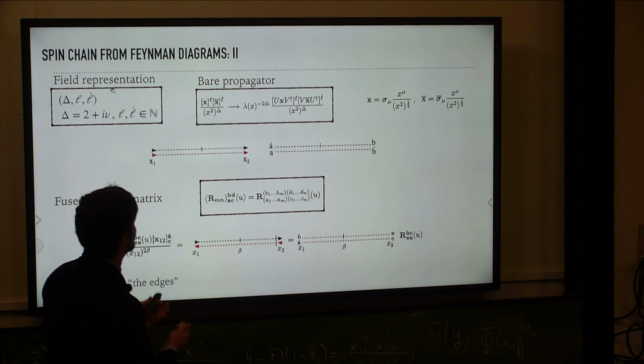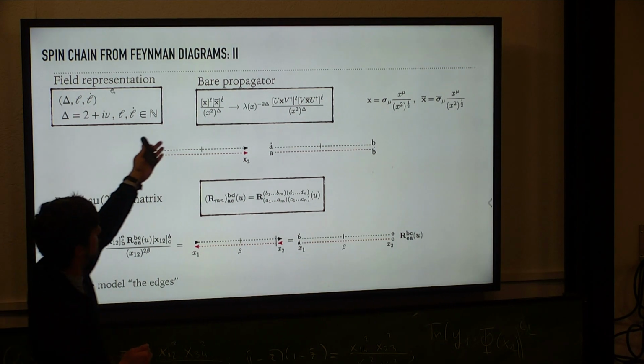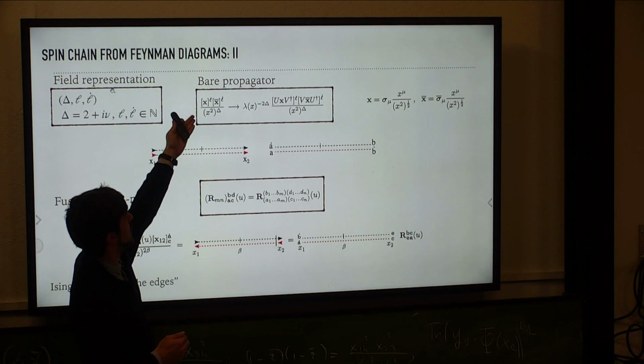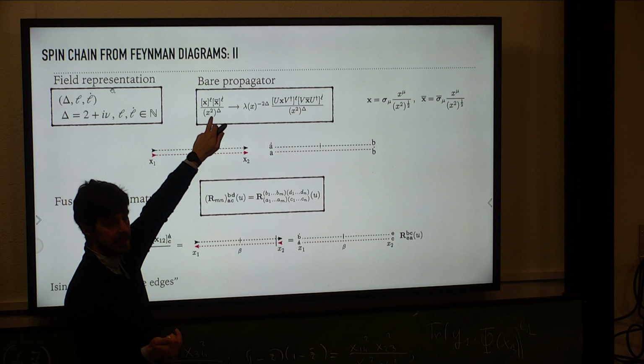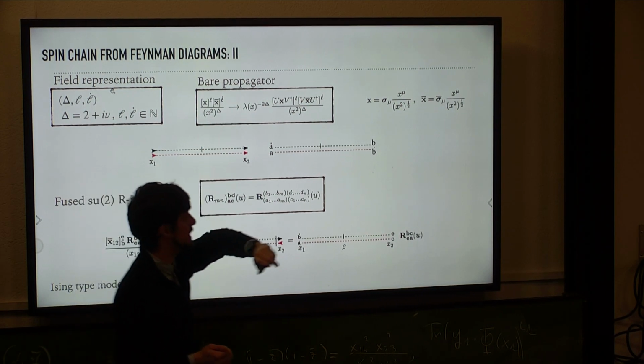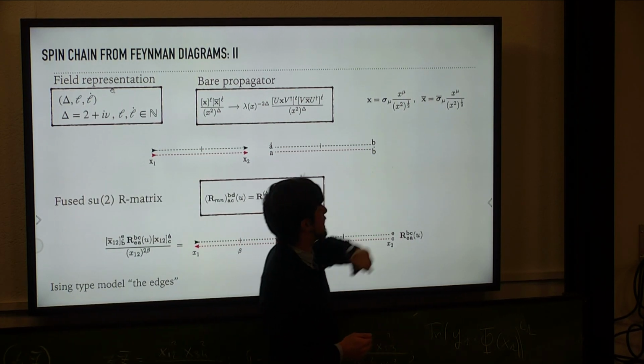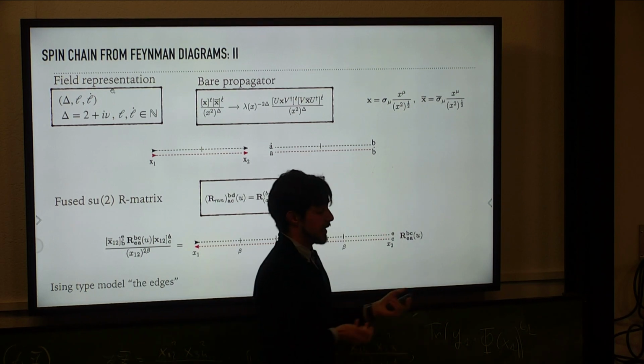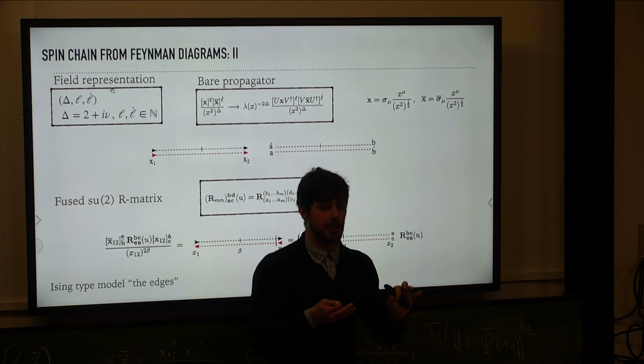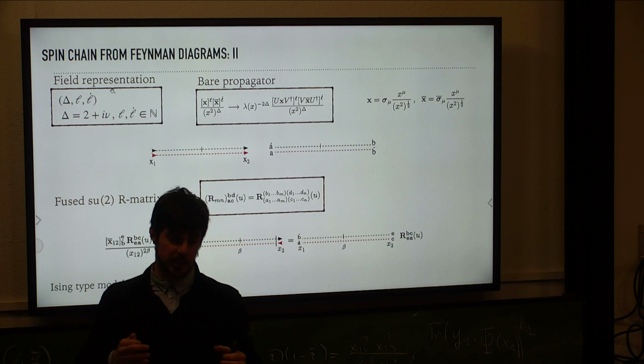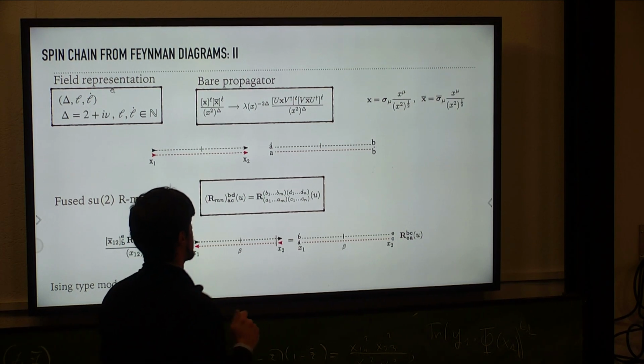What is the Baire propagator for the generic field in this representation? It is this kind of object. Let me explain. So x squared is just the square distances to the power delta. And this bold x and x bar are the part that encode the behavior under rotation, space-time rotation of this propagator.